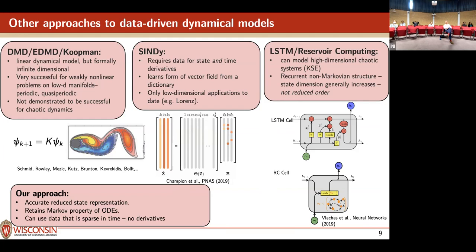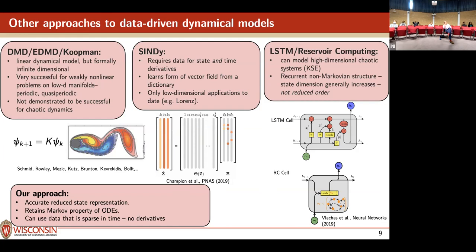Versions of so-called recurrent neural networks. One is a long short-term memory network, which basically has a hidden state, which can be quite high dimensional. And similarly for reservoir computing, again, there are hidden variables. And so the state representations in here are generally much larger than the actual state of the system. They might, for simulations of, for example, the Kuramoto-Sivashinsky equations on a 64-point mesh, some of these representations might have thousands of internal degrees of freedom.